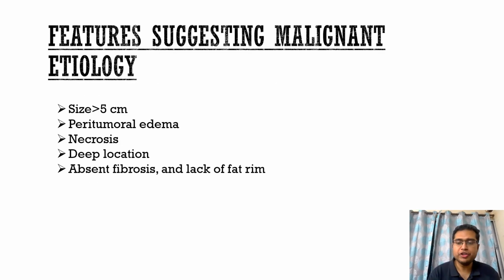The features in a soft tissue tumor that favor malignant etiology include a large size of the tumor, typically more than 5 centimeters, a lot of peritumoral edema, necrosis, deep location with absent fibrosis, and lack of a fat rim.